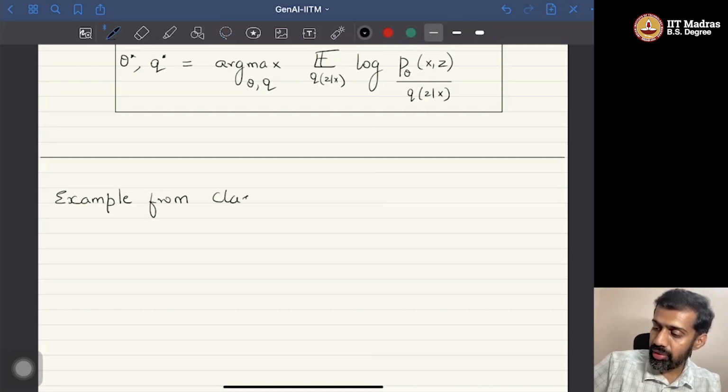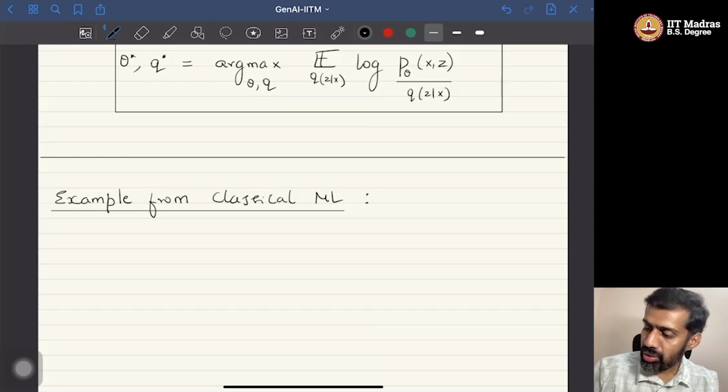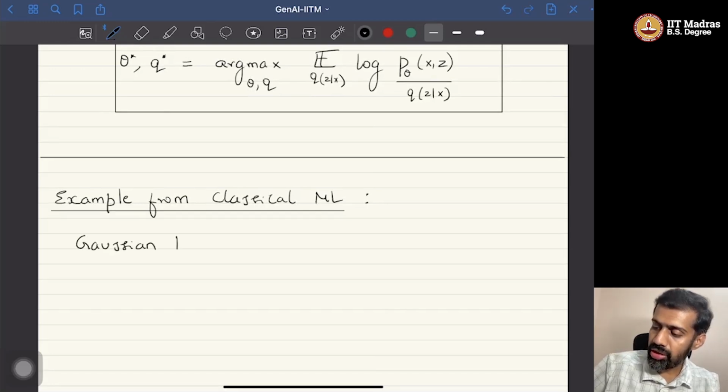From classical ML. So this is just to drive home the point of how ELBO optimization is used. An example is a Gaussian mixture model, or a GMM. A GMM is also a latent variable model.